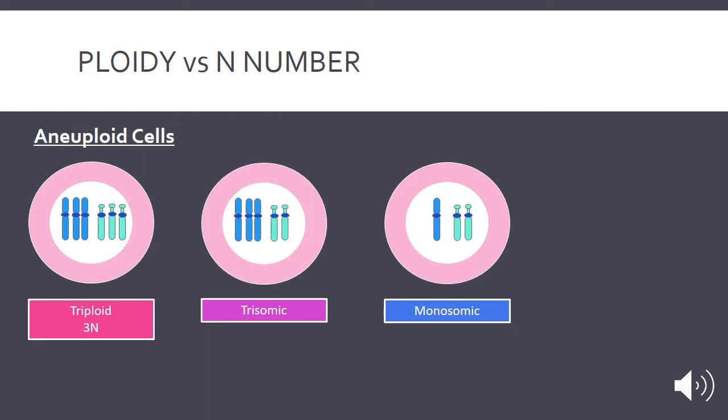These are aneuploid cells, but the same idea. So a triploid cell, 3 copies of each chromosome that has not undergone DNA replication will be 6N. A trisomic cell would have an extra copy of 1 chromosome but not of the others, and a monosomic cell would have a missing copy of 1 chromosome but not of all the others.